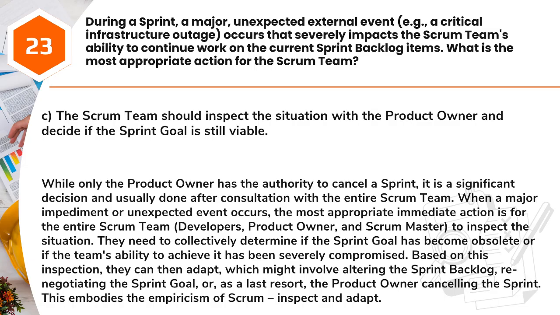When a major impediment or unexpected event occurs, the most appropriate immediate action is for the entire Scrum team, developers, product owner, and Scrum Master, to inspect the situation. They need to collectively determine if the sprint goal has become obsolete or if the team's ability to achieve it has been severely compromised. Based on this inspection, they can then adapt, which might involve altering the sprint backlog, renegotiating the sprint goal, or, as a last resort, the product owner canceling the sprint. This embodies the empiricism of Scrum: inspect and adapt.